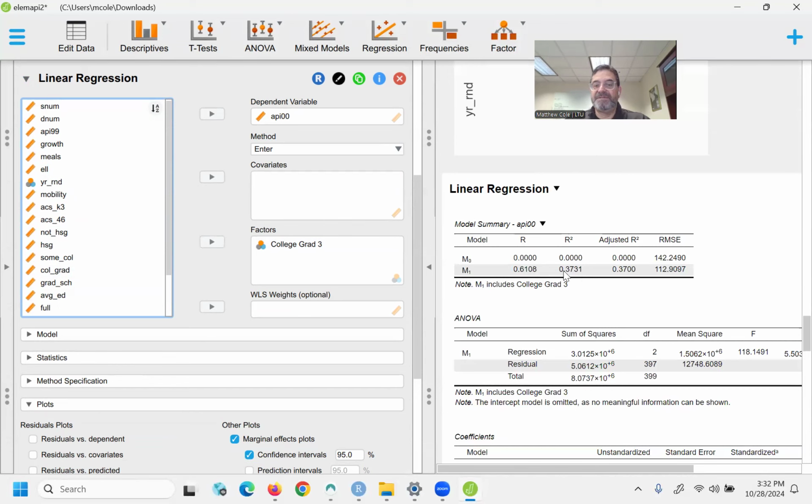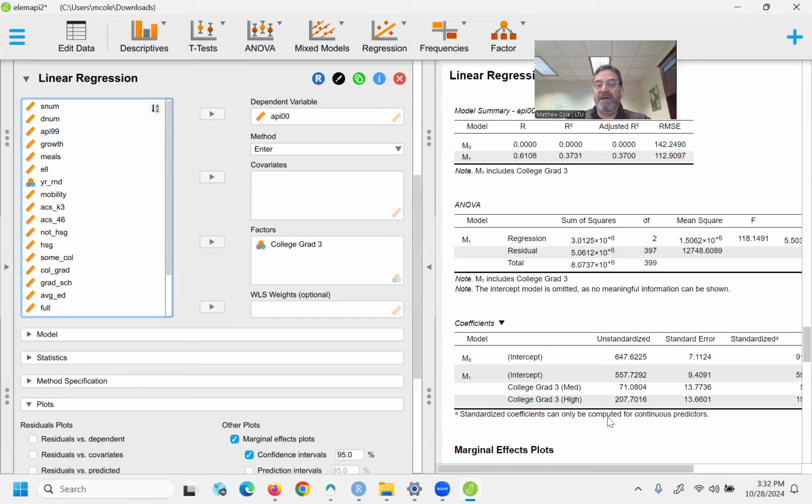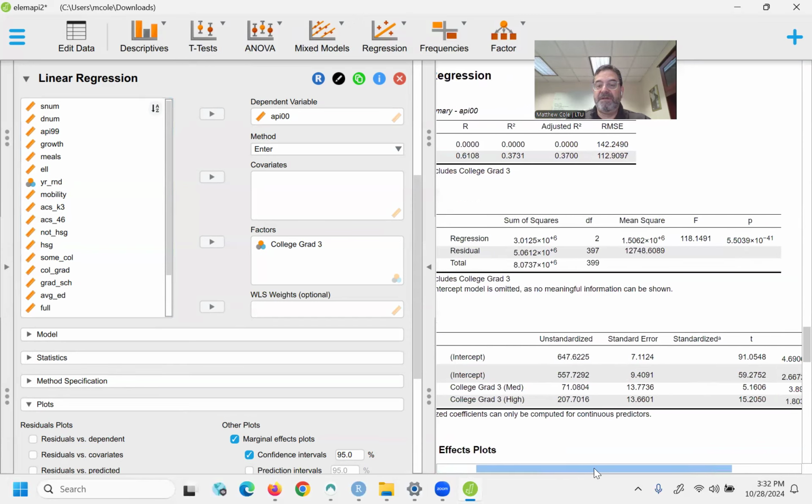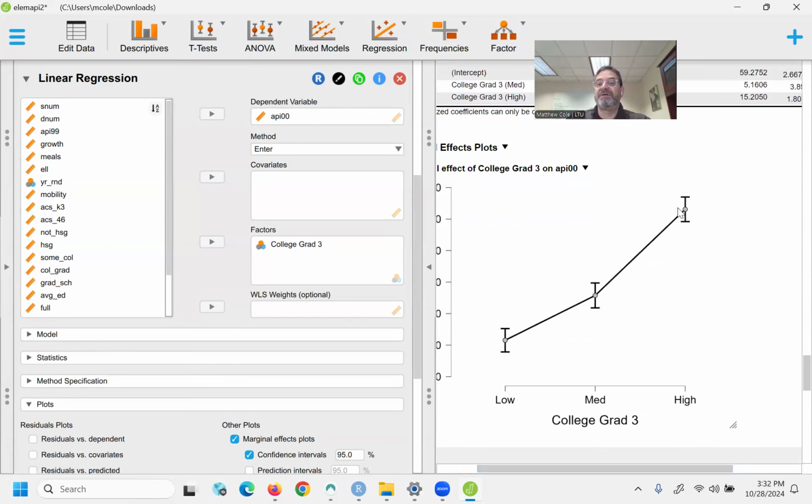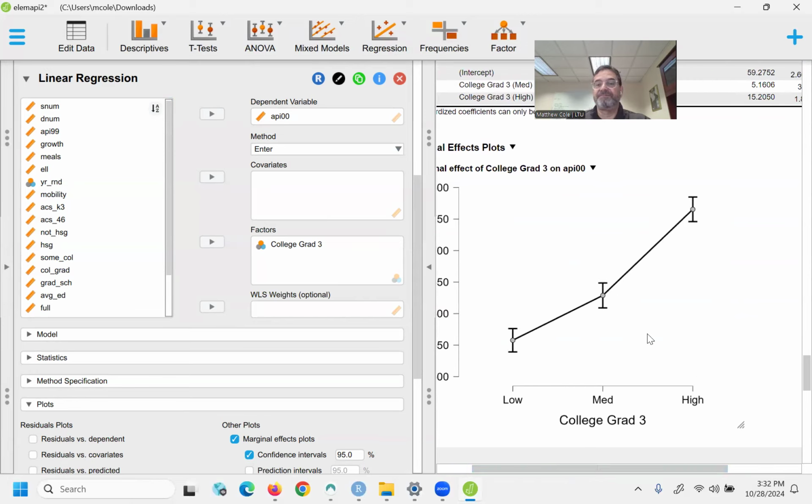About 37%, not bad. About 37% of the variation is predicted by whether or not your parents have a college graduate. And we can see here what happens. Score increases, right? There's our plot. Scores increase as the kids in school have parents with a college graduate, better academic performance.